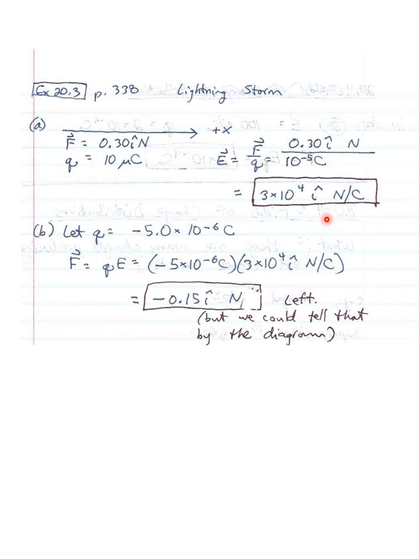Now, question B says, what if we replaced it with a charge that is negative 5 times 10 to the negative 6 coulombs? Well, then the force would be q times E, which would be negative 5 times 10 to the negative 6 coulombs times, we know the electric field, we just found that in part A, 3 times 10 to the 4th i hat newtons per coulomb, and we get negative 0.15 i hat newtons. So the negative i hat means it'll go to the left. But we could already tell that from the diagram, because if the electric field points to the right, we know a negative charge would go to the left.